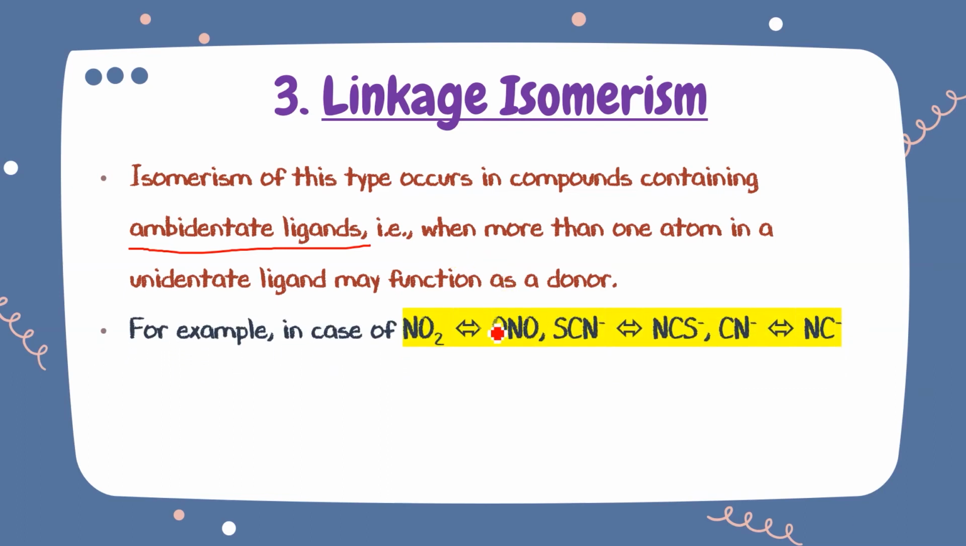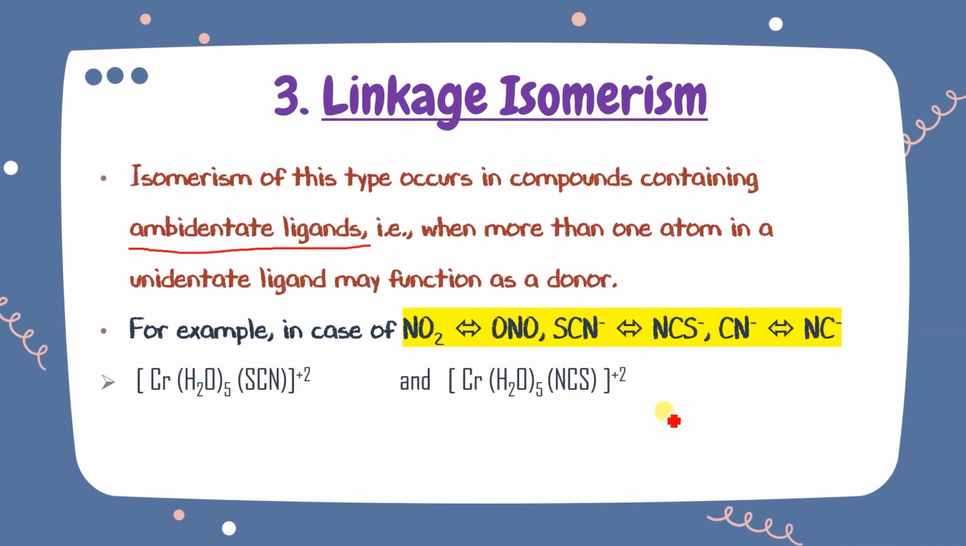Example, we have 4 ambidentate ligands. NO2 can also be attached with the O, and it will be called nitrito O. This is nitrito N. SCN can be attached with the N also. This is thiocyanato. This is isothiocyanato. This is CN minus, cyanato, or this is NC minus, isocyanato. So these are the 3 important ones which will be used as linkage isomers. One more is there, I will tell you.